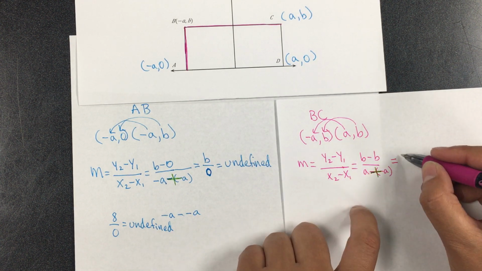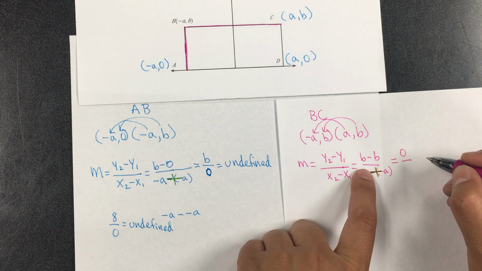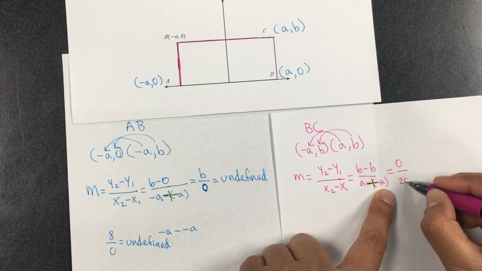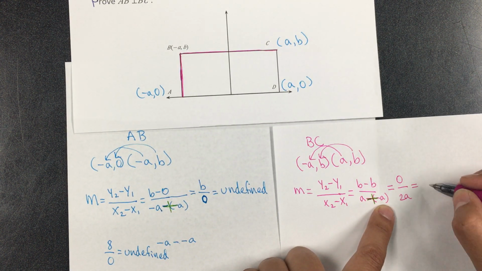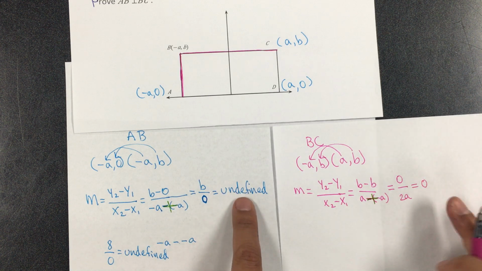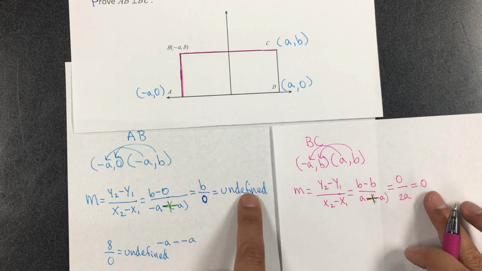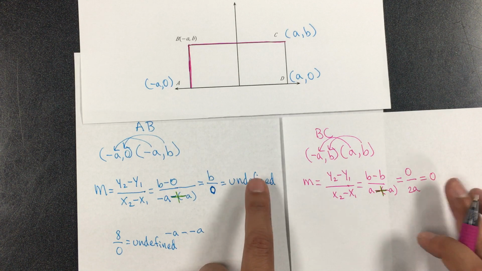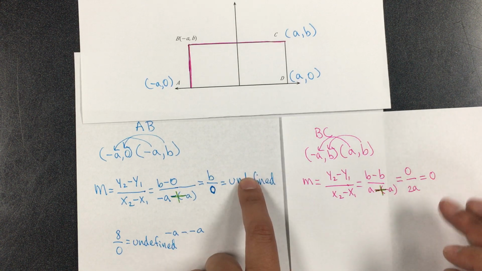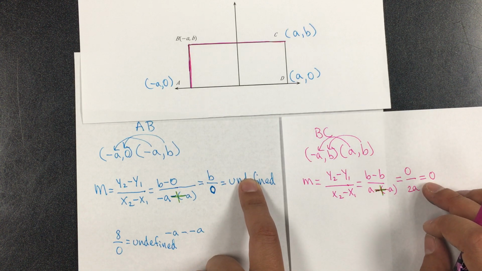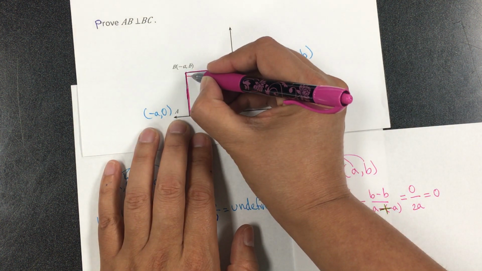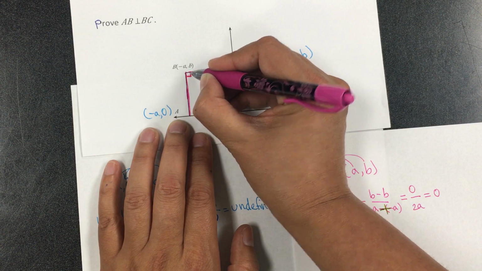b take away b is 0. A plus a is 2a. And 0 divided by 2a is 0. As you can see, these are not opposite reciprocal, but we know that an undefined slope with a 0 slope give me perpendicular lines. So that means that we can do this.